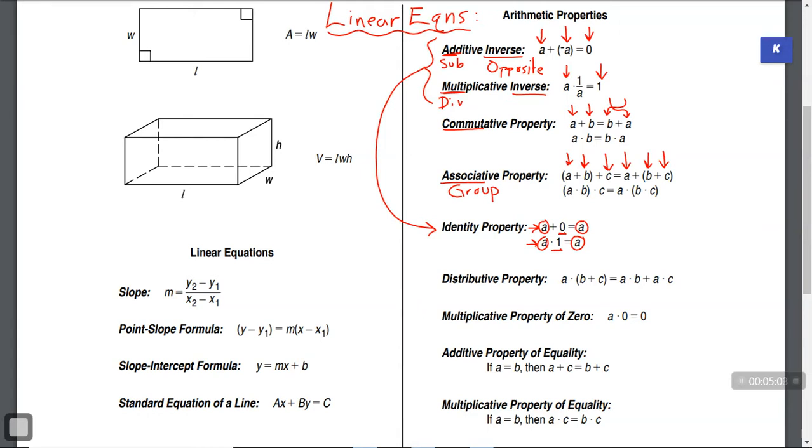So that's commutative and associative. Most of the time people do mess those up. Commutative changes the order of terms. Associative changes the groupings. All right, now the next one we're going to look at is distributive property.